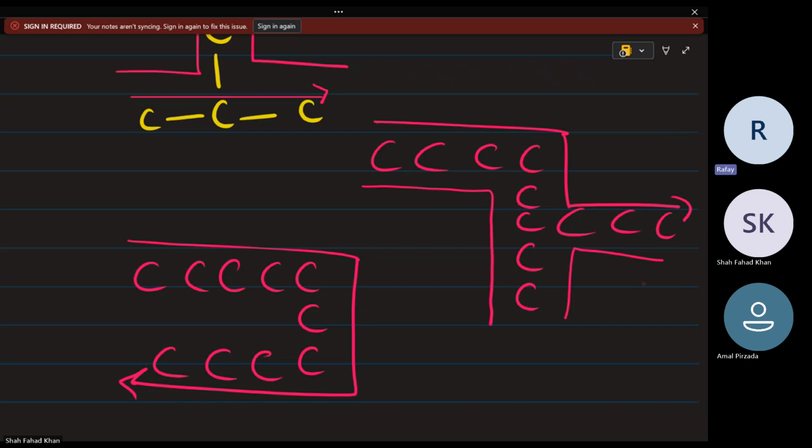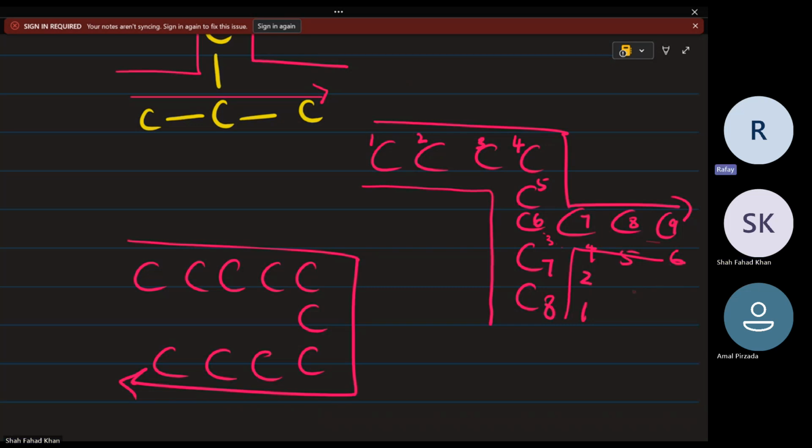Understood? Okay. Now, out of these 3, which one do you think is the longest continuous chain? Let's start counting them. 1, 2, 3, 4, 5, 6, then 7, 8, 9. This one has 9 carbons. And if we go down, this one has 8 carbons. And if we go like this, 1, 2, then the third one, 3, 4, 5, and 6. We have 3 chains, one with 9 carbons, another with 8 carbons, and another with 6 carbons.